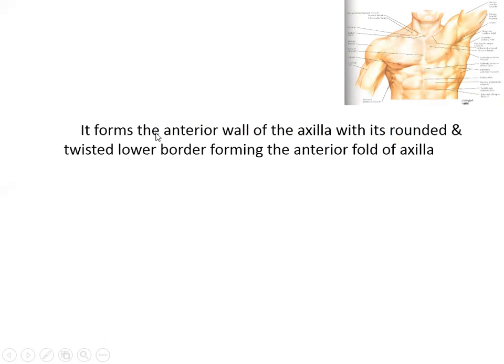So this pectoralis major will form the anterior wall of the axilla, with its rounded and twisted lower border forming the anterior fold of the axilla, as you can see here. So this is the bulky, rounded, twisted fold which forms the anterior wall of the axilla.